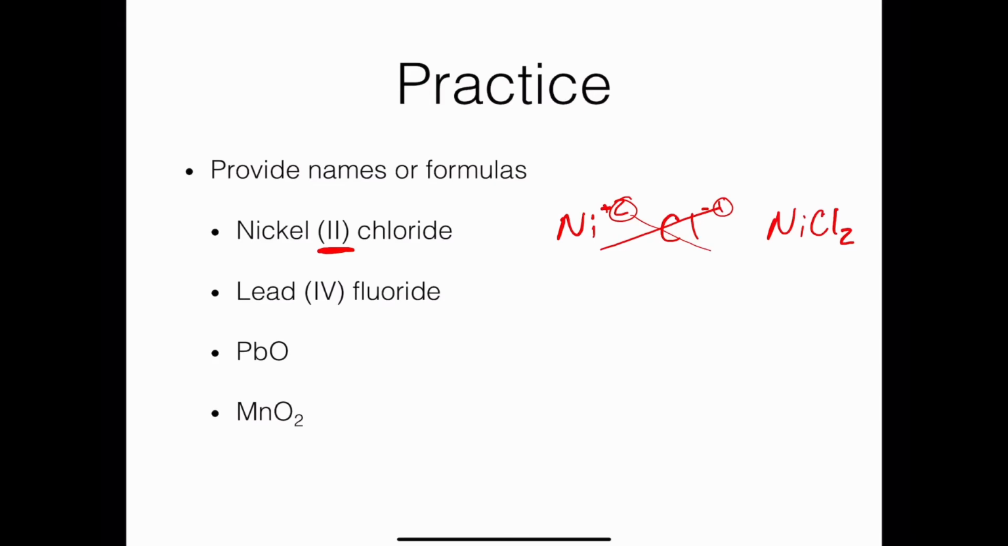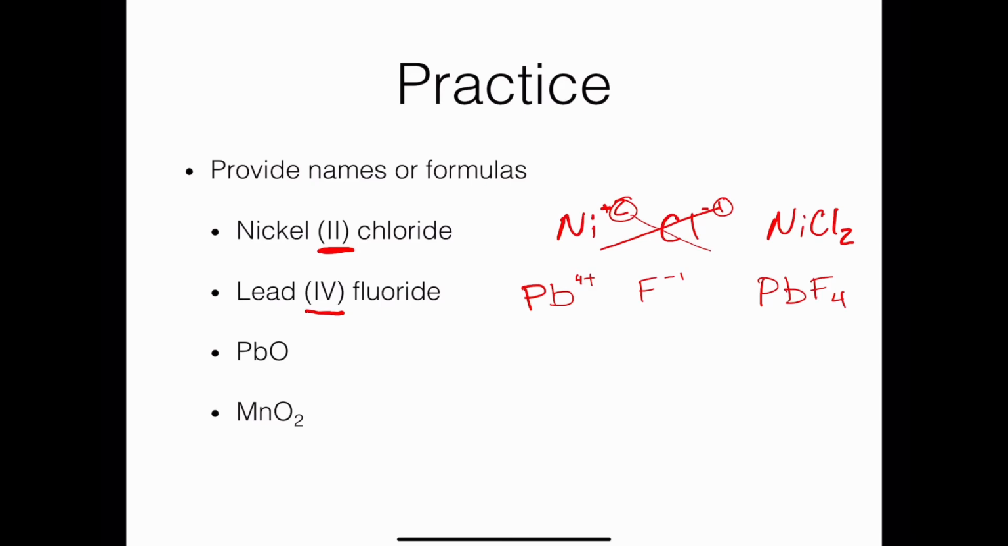Applying the same logic to the next one, lead from the table is Pb. We can see that it has a charge of 4 as indicated by the Roman numeral in parentheses. That's 4 positive. And then fluoride comes from fluorine, which has a charge of -1. Same logic, crisscrossing the charges or seeing how to make them equal but opposite. And we can see that if we do that, we will end up with PbF4.